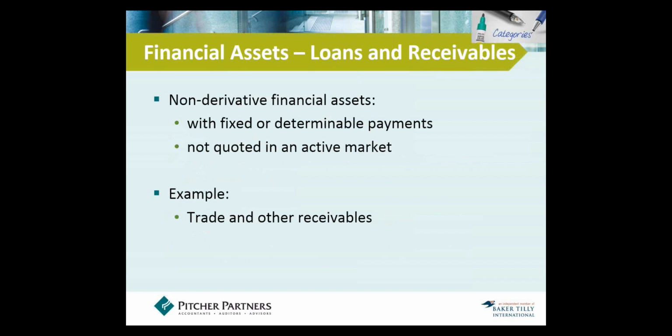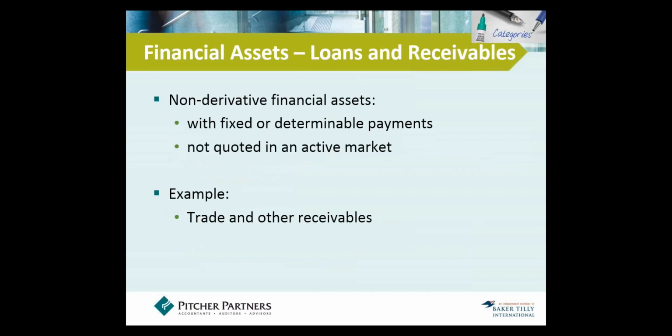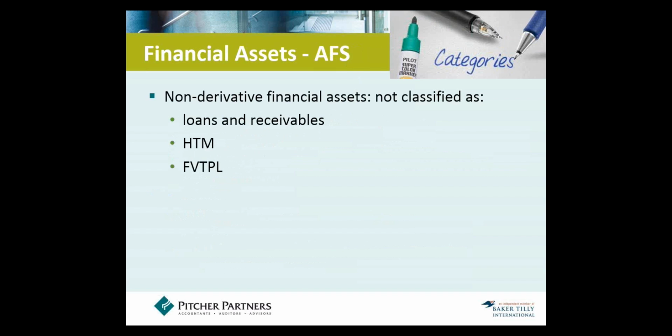If you go to loans and receivables, there are fixed and determinable payments. So we know what our debtors are going to pay us. We know what our loan receivables are worth. And it's fixed or determinable. We know what the interest rate is, etc. It's not quoted in an active market. We don't have a fixed maturity. I mean, we would like our debtors to pay us as soon as possible. An example would be trade and other receivables, and cash and cash equivalents.